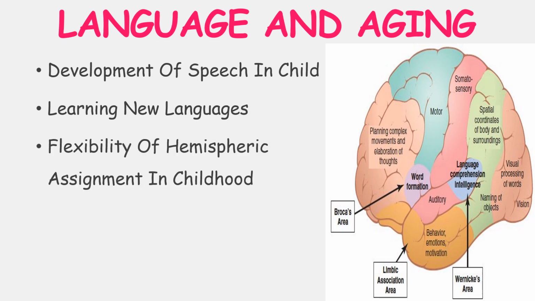Flexibility of the hemispheric assignment in children. Right at birth, the potential development of language is better in the left categorical hemisphere. The assignment of language function to a specific area is very flexible in the infant period. So when there is damage to the left hemisphere during childhood, that causes only a temporary or minor language impairment. But damage during adult life causes a permanent deficit of language.